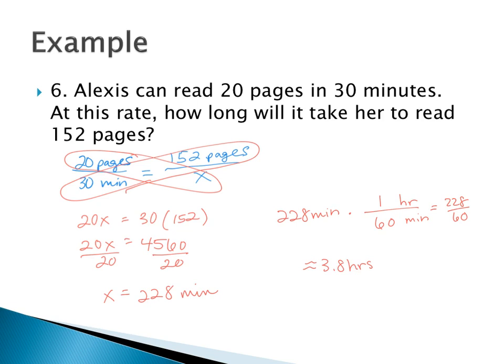Speaking of that, how many minutes is 0.8 of an hour? This is kind of interesting. If you take 0.8 times 60, you get 48. So this is really 3 hours, 48 minutes.